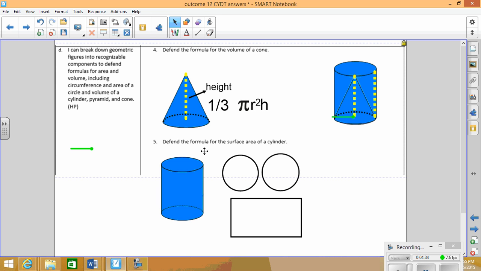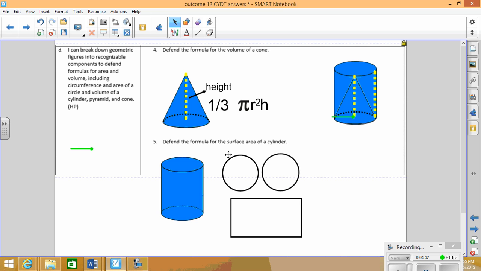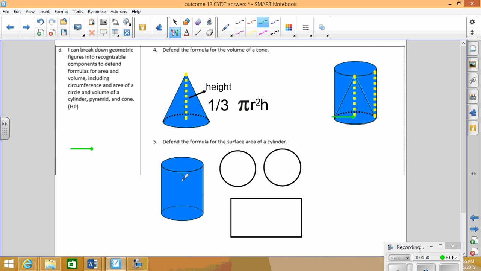Now, the next one is a little bit more challenging, because in defending the formula for the surface area of a cylinder, we're going to break it down into the pieces. So this circle comes from this top part of the cylinder, and then this other one, of course, comes from the bottom one. So if you were to slice off the top, here would be the first circle and the second circle. And then if you were to cut down the cylinder and roll this out, then you would have this rectangle.